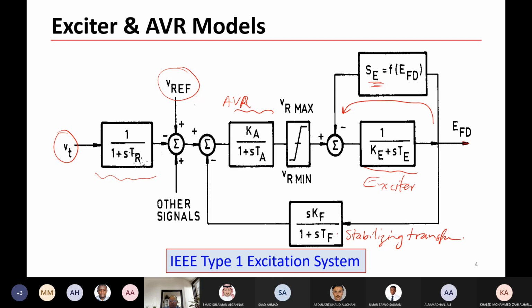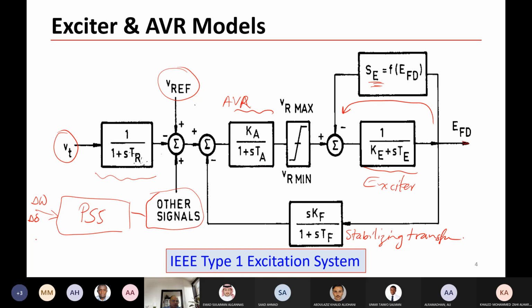This is the transfer function of the stabilizing transformer. We will see it physically now. But this is usually the case. You have some other signals here, and this is what we say a power system stabilizer can be installed here. You can, for example, measure the speed deviation. You have, of course, delta omega dot and then delta delta.